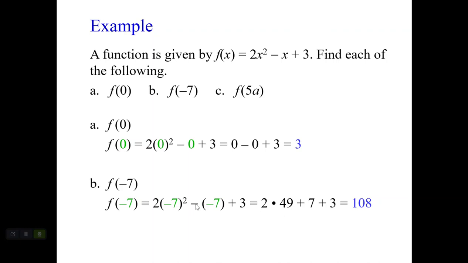And then this is minus x, minus negative 7, so you get positive 7 here. And then you add 3. So that's the final answer, 108 for f of negative 7. This means when x equals negative 7, the y value is 108.